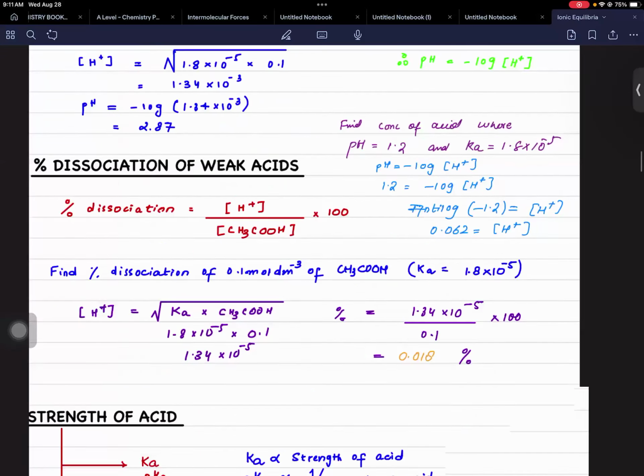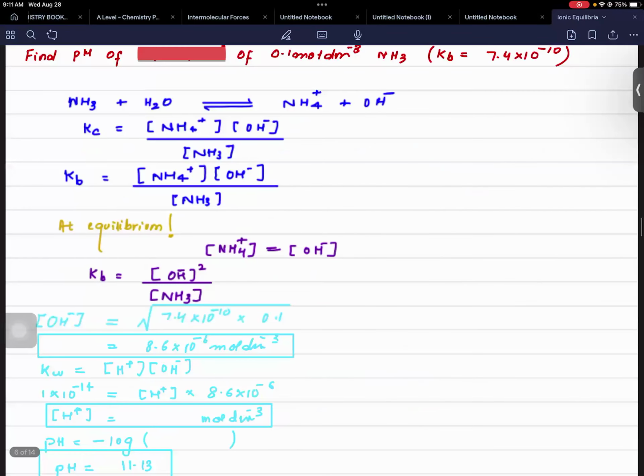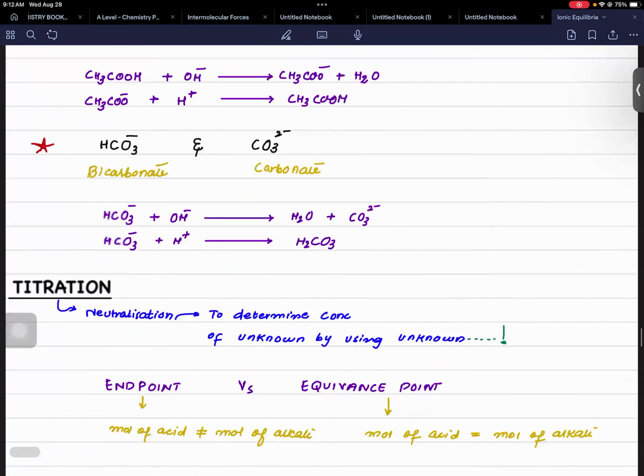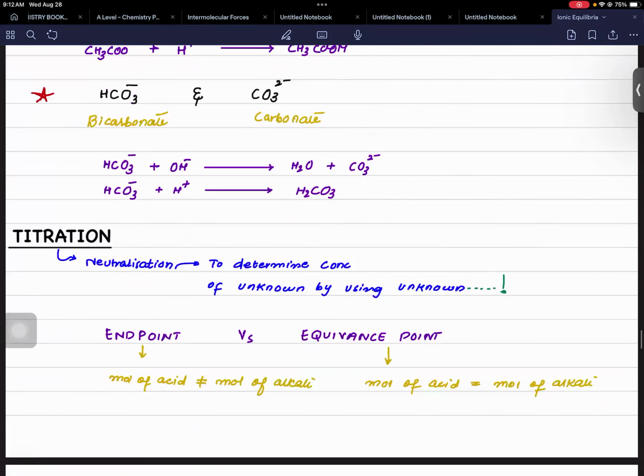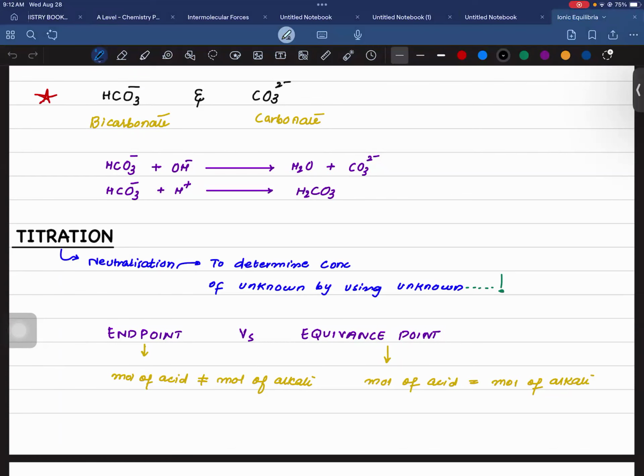We have started titration in the last class. Basically, I was telling you that titration is the neutralization reaction in which acid is going to react with an alkali in the presence of any indicator, and they are going to form salt and water. But the purpose of titration is to find out the concentration of an unknown substance by using the known concentration. We can find out the concentration of an unknown substance by using the known substance.